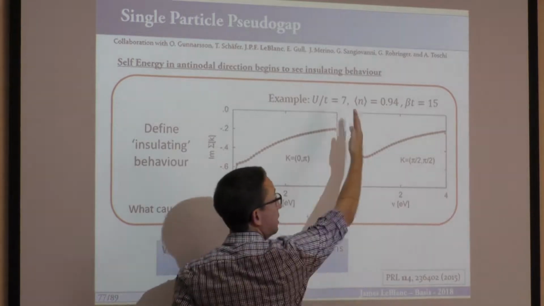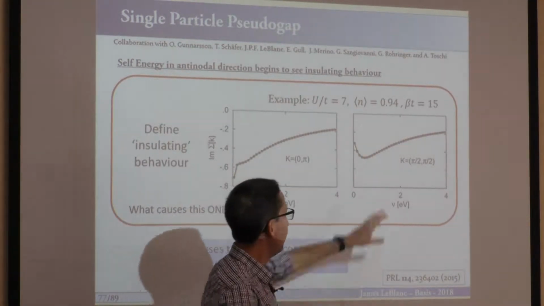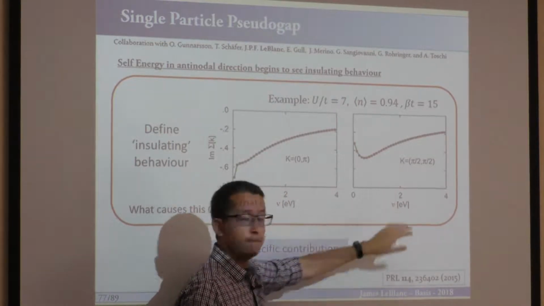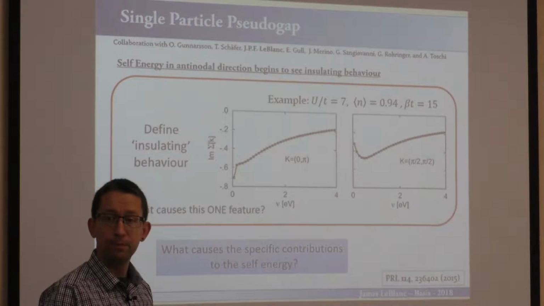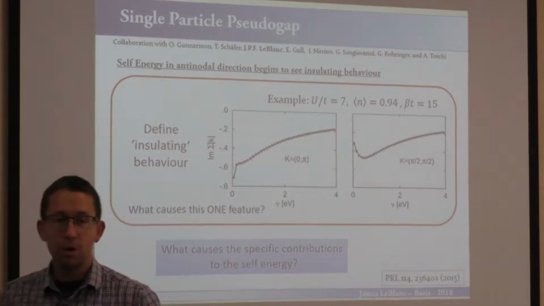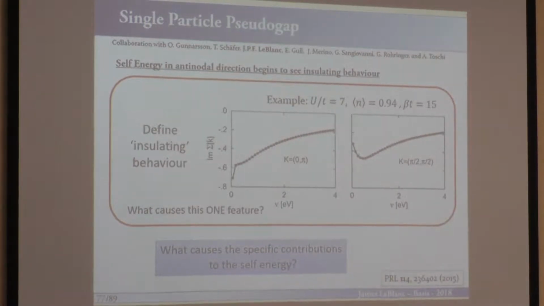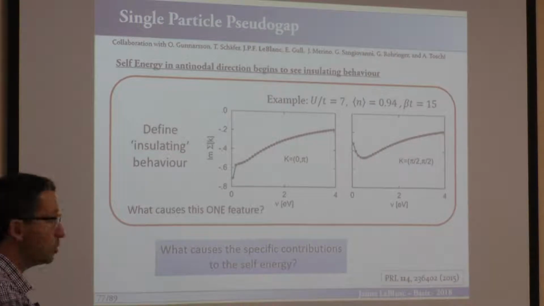It's trending towards 0. And that looks like a metallic solution for the point in the nodal direction, while the antinodal direction has the opposite sign. Okay? So here it looks insulating, while here it looks metallic. Okay? So for the context of what I'm going to present, this is what I'm referring to as pseudogap behavior.